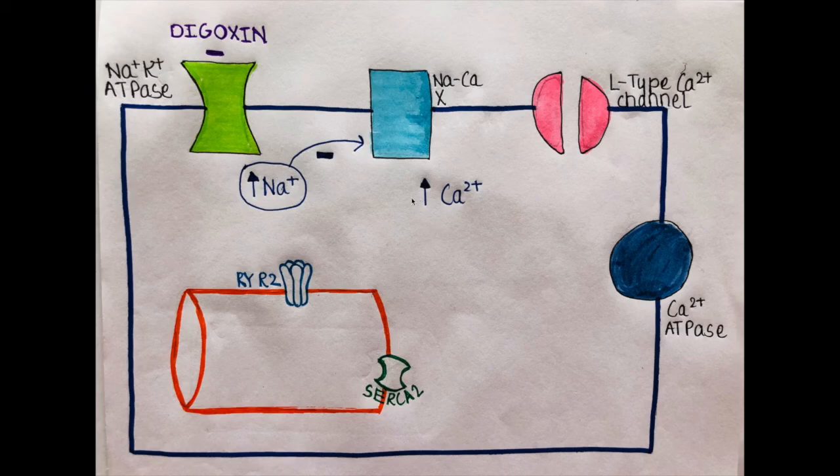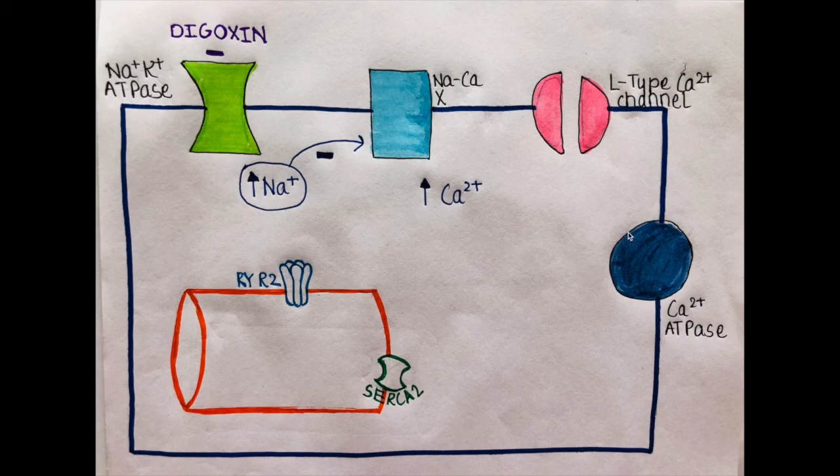So we can say that the main motive of digoxin is to increase the calcium levels in the cell so that there is more calcium available, more calcium binding to troponin C and more contractions occurring. Now that we've established how calcium levels increase, or rather stay elevated, in the cell, we'll move further.